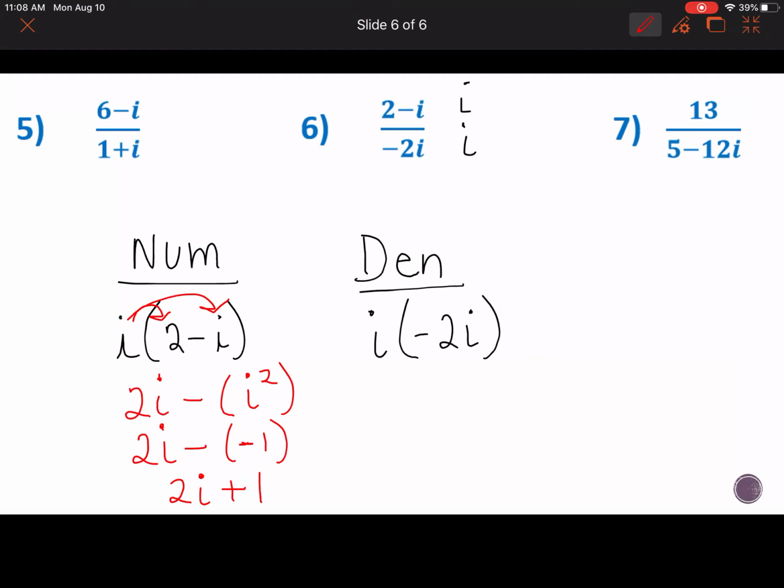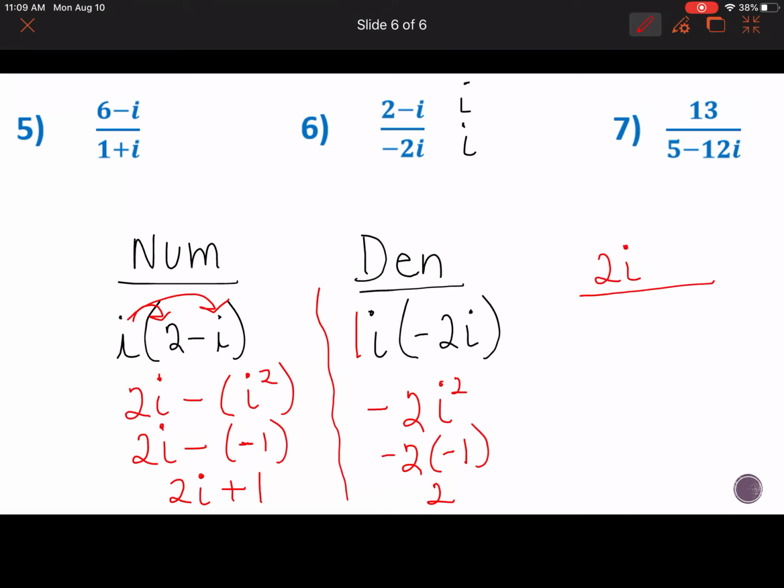Okay, so now let's do our denominator. There's an invisible 1 right here. So I'm just taking 1 times negative 2, which is negative 2. And then i times i is i squared. So we have negative 2 times negative 1, because again, i squared is equal to negative 1, so we have a positive 2. So our final answer for number 6, we have a numerator of 2i plus 1 and the denominator of 2.